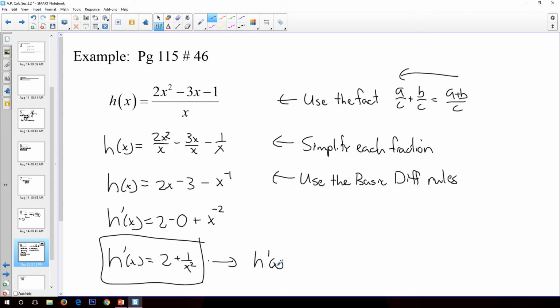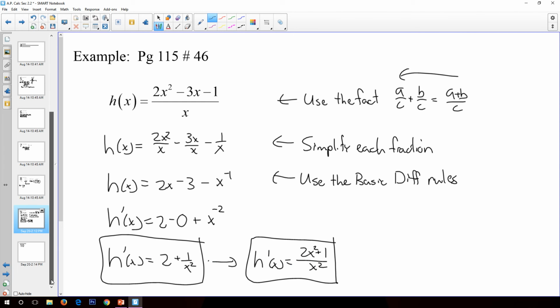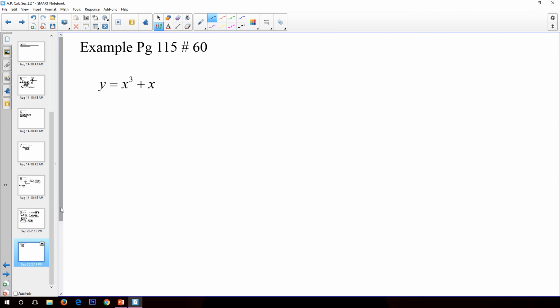h prime of x is also equal to 2x squared plus 1 all over x squared, and that's a single fraction. Those two are equivalent. All right, last one. I think there's an error here, so I want to change this just a little.